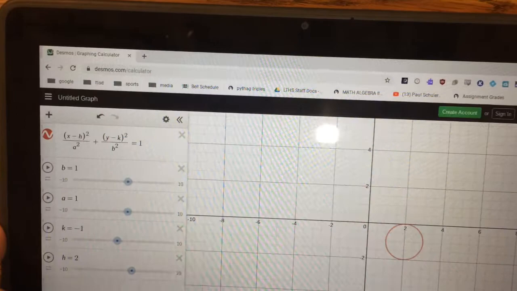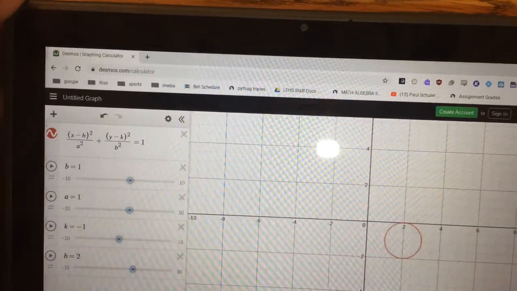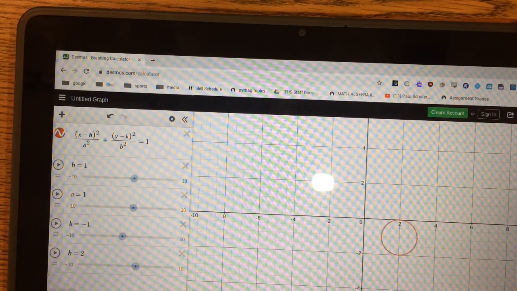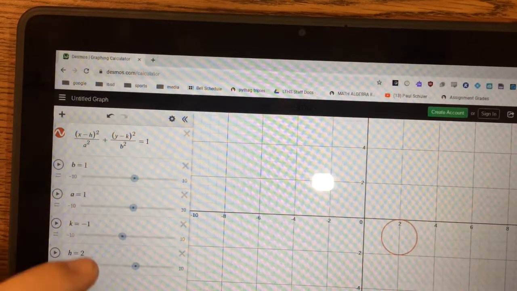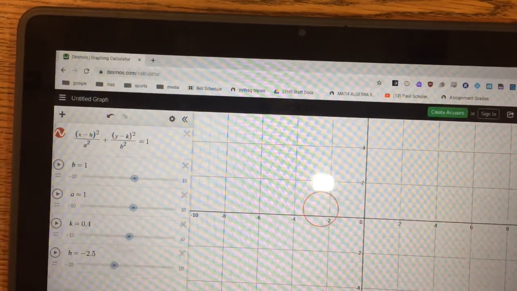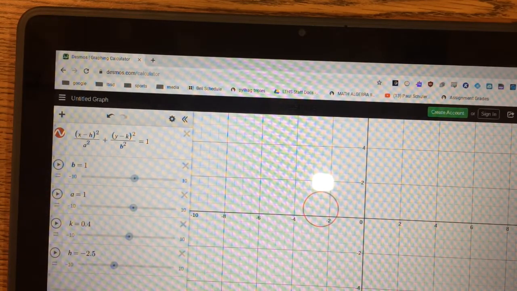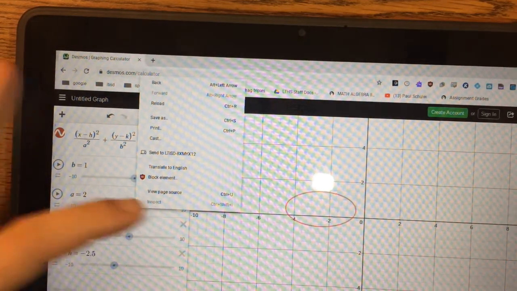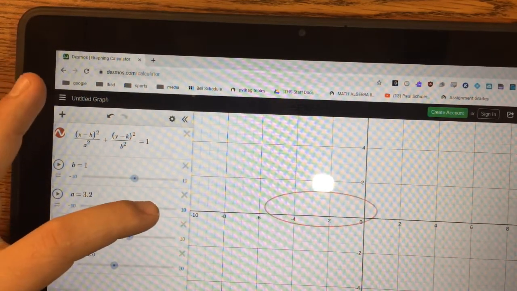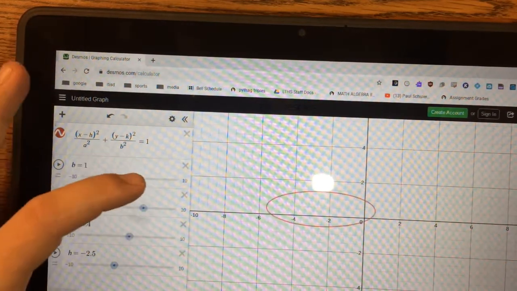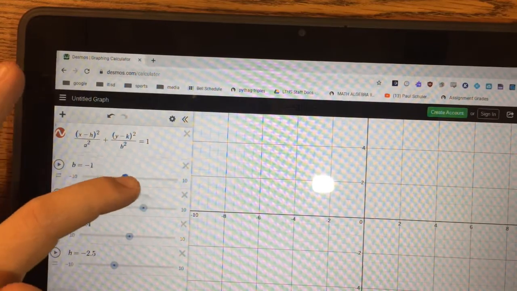All right, so here we go. We've got all the parameters in there. And so just like with the circle, the h, k is going to change the center. If I make a bigger, that's going to widen my ellipse out like that, see? And if I change b, that's going to make it taller or shorter.